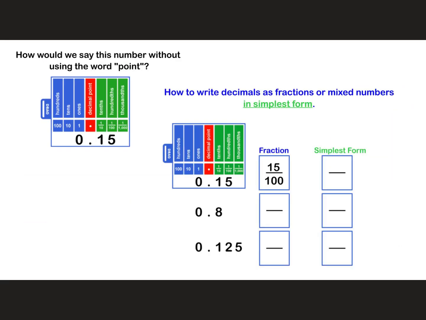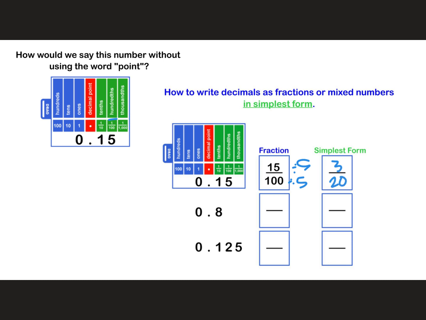Okay, so how would we say this number without using the word point? So instead of saying 0.15, using our math terminology here, we would read it as 15 and then the place value that it ends in, hundredths. So we then write that as how we would say it. 15 hundredths would be 15 over 100. And then we simplify. Those can be divided by 5, which would be 3 over 20, and I think that's done in simplest form.